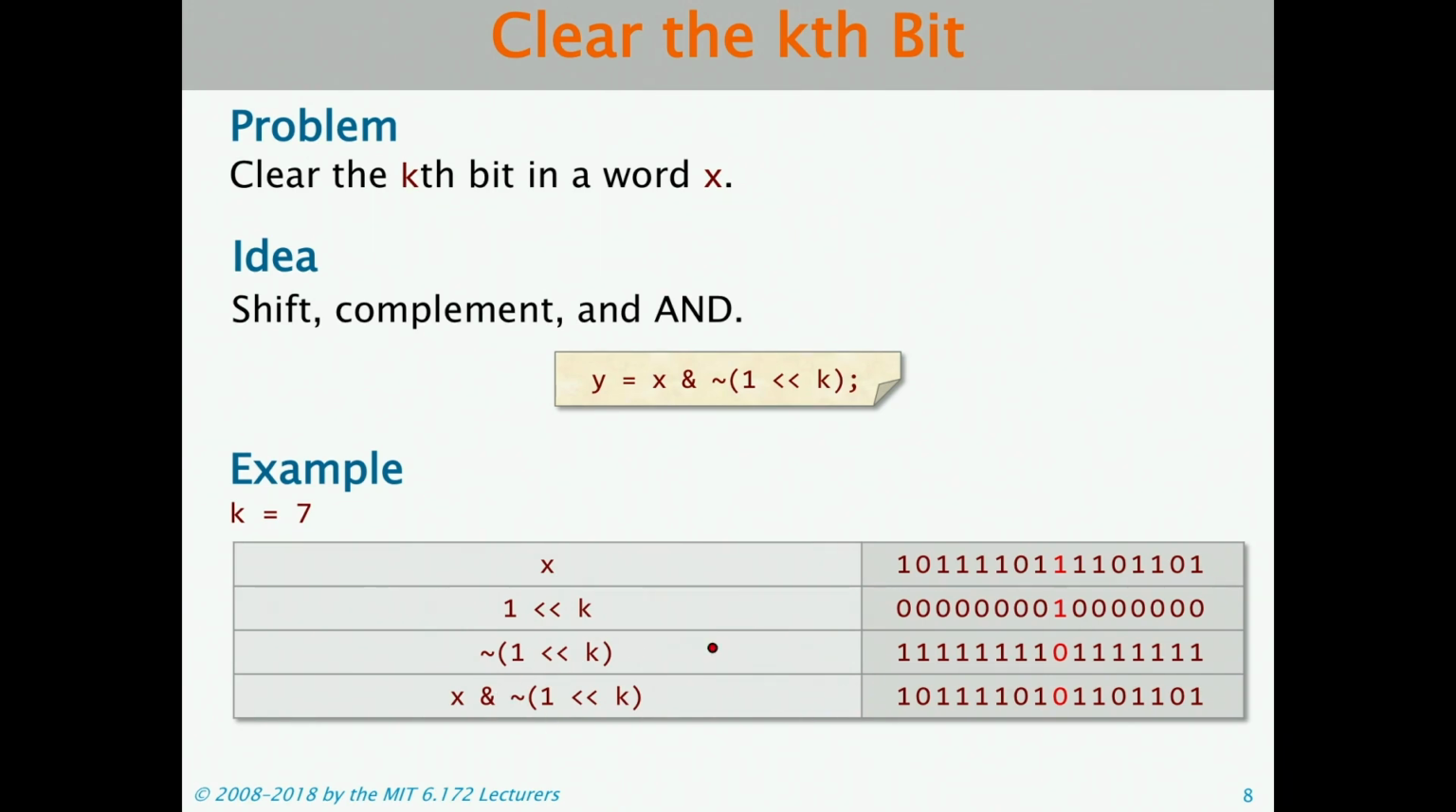And now when we AND this mask with x, in the kth position, it's going to clear that bit because we're ANDing it with a 0. So the result is going to be 0 no matter what was there before. And then for all of the remaining bits, since we're ANDing with 1, we're just copying it over from the original word.